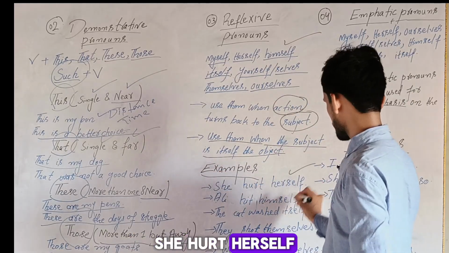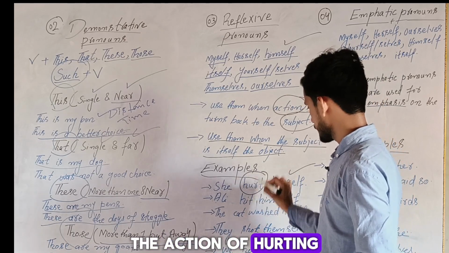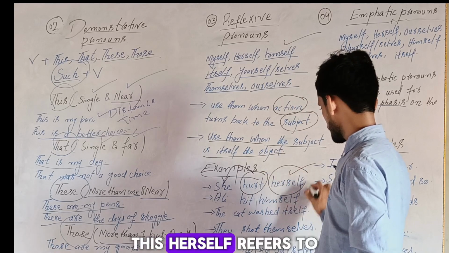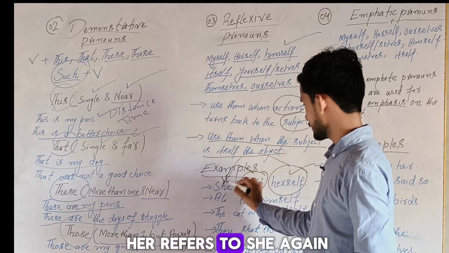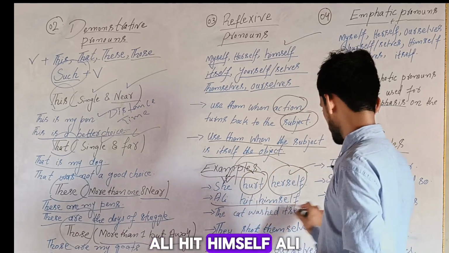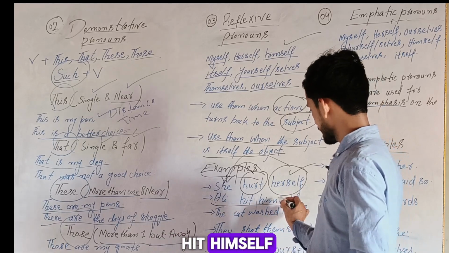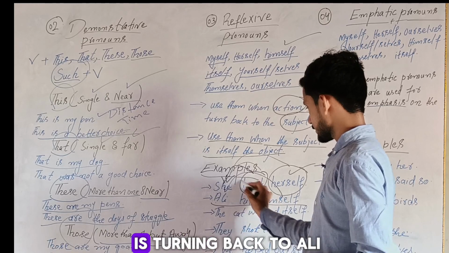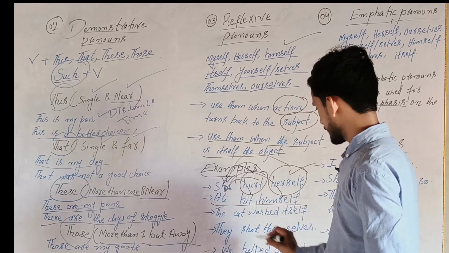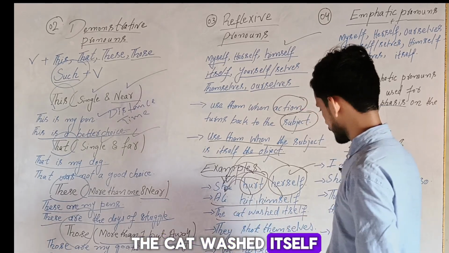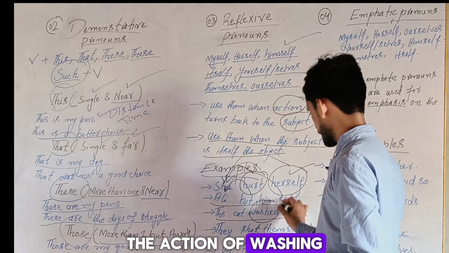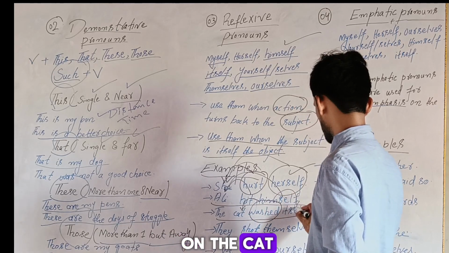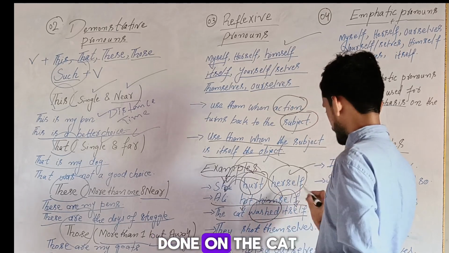She hurt herself. The action of hurting turns back to her. This herself refers to she again. Ali hit himself. Himself refers to Ali again. The action of hit is turning back to Ali. The cat washed itself. The action of washing is done by the cat and it is done on the cat.